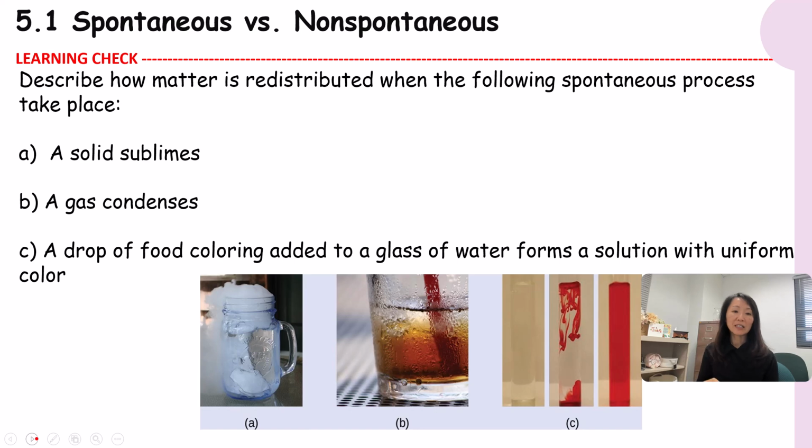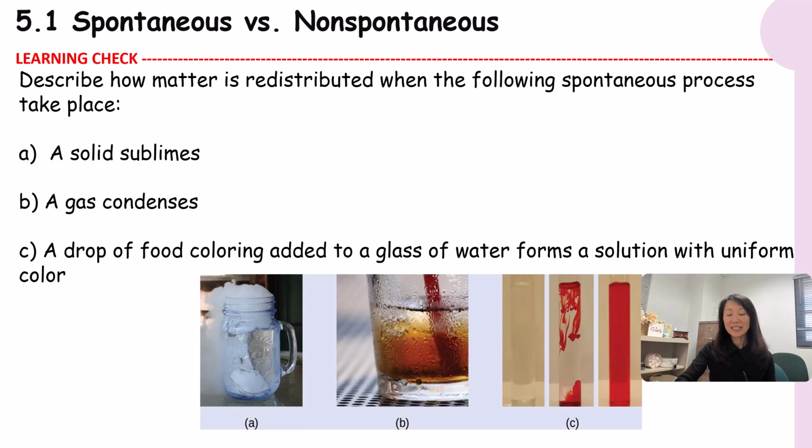Next, we'll go ahead and describe how matter is redistributed. So how is this redistributed when it comes to temperature or even molecules when the following spontaneous processes take place? All of these three are spontaneous. Think about it for a moment, how this matter is distributed. Come back and check with me.